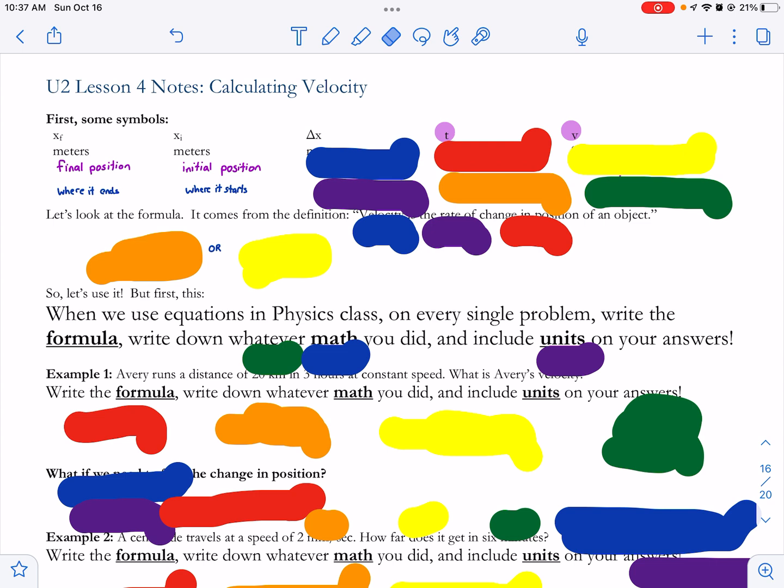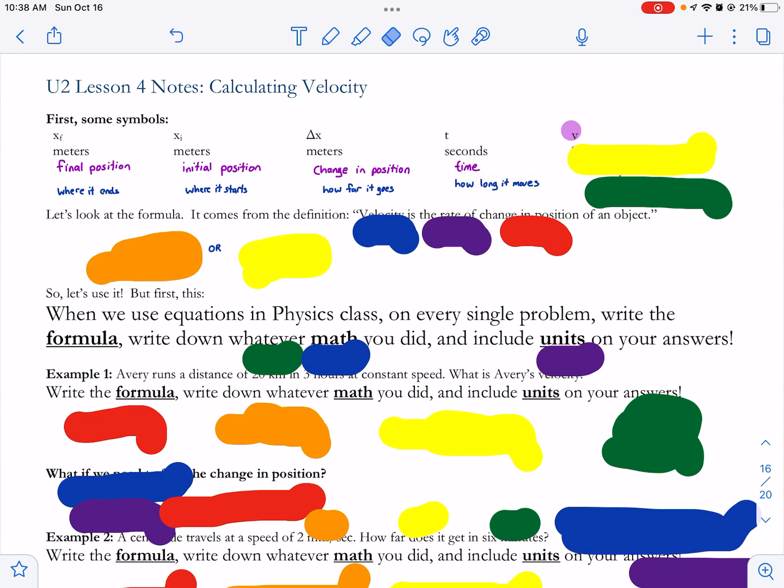Delta X, that triangle X, is the change in position, also measured in meters, and that's how far it goes, or how far it is from where it started. T, hopefully you can guess, is for time, and that's measured in seconds. That's how long it is moving. And V is for velocity. We measure that in meters per second.